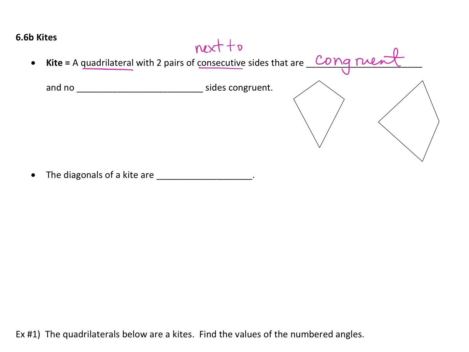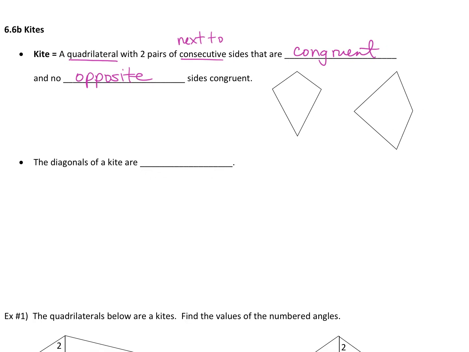And no opposite sides congruent. So the sides across from each other cannot be congruent on these. Consecutive sides are congruent for one pair and then the other pair, but nothing across from each other can be congruent. So if you look at this picture, basically a kite is two next to each other congruent and the other two next to each other congruent.